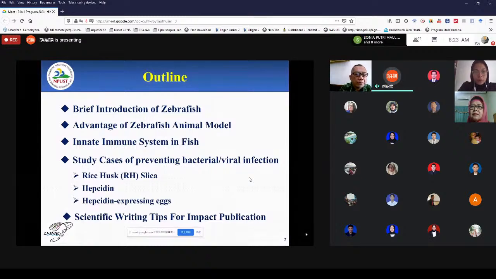Here, I will introduce hepcidin, an antimicrobial peptide. When we produced hepcidin expression, we encountered some problems, so we tried to solve this problem and used another system to express the antimicrobial peptides. And finally, the topic is scientific writing for high impact publication.